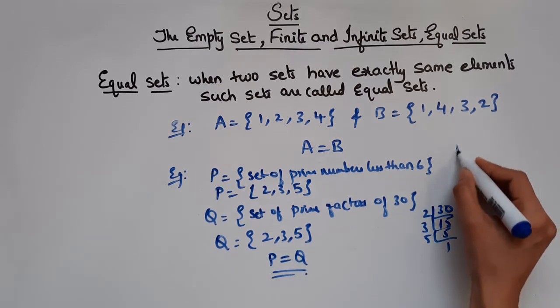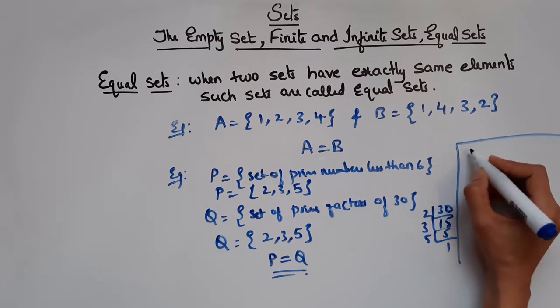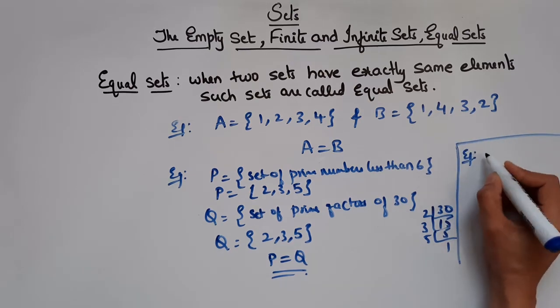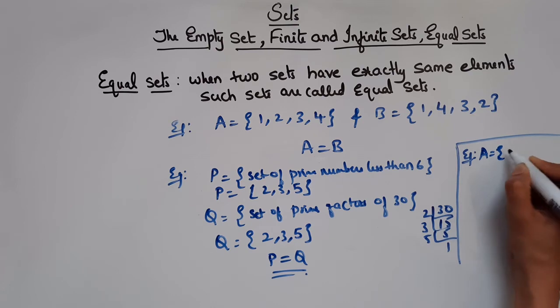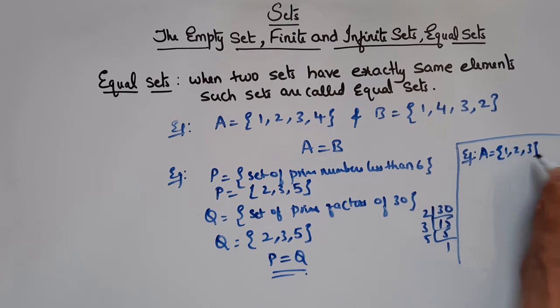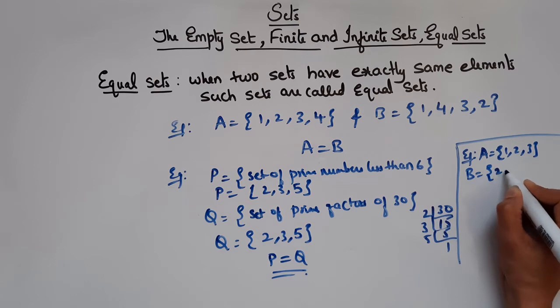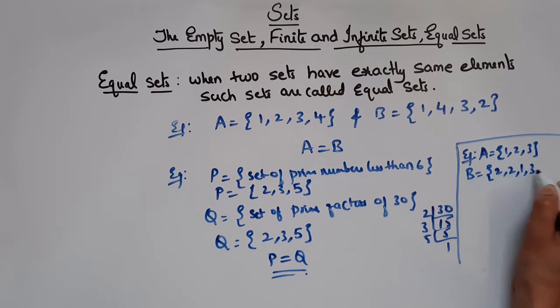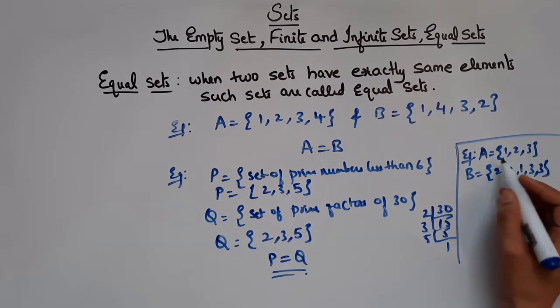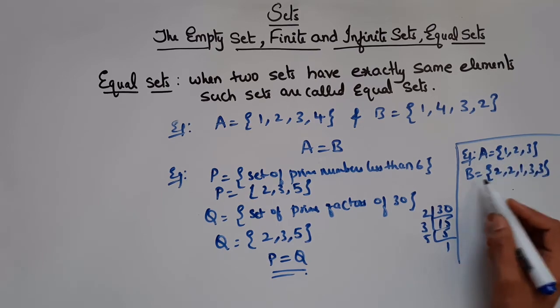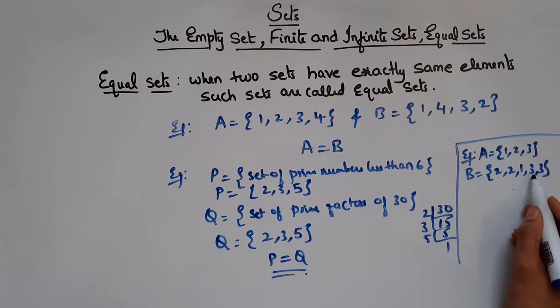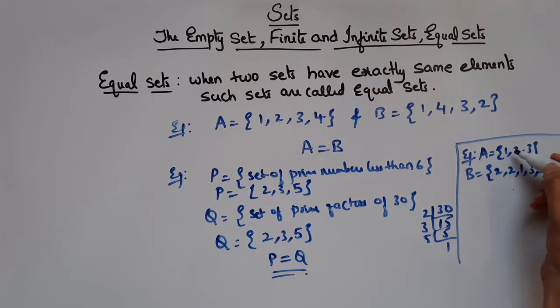Let me give one more example. Let's say we have a set, let's take set A where the elements are 1, 2, 3 and let's take set B whose elements are 2, 2, 1, 3, 3. So here in set A we have elements 1, 2, 3 and in set B also we have 1, 2, 3. So all the elements of set A are present in B and vice versa. So therefore we can say these two sets are equal sets.